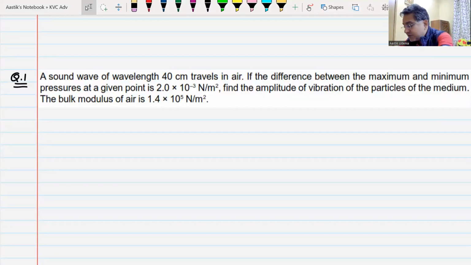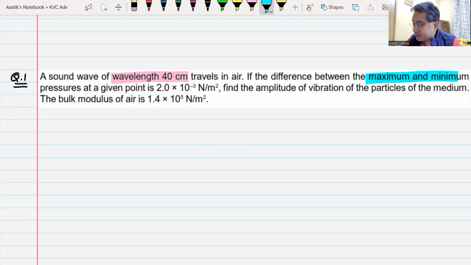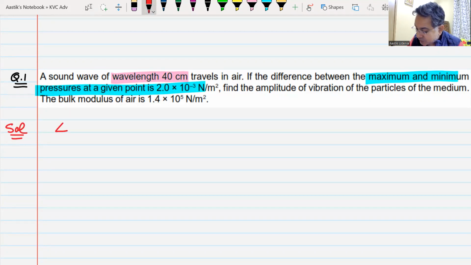Let me do it. How are you supposed to do it? The wavelength is given. Well done. The difference between the maximum and minimum pressure is given. So from here I can find out the value of delta P naught. What is the value of delta P naught? The difference between the maximum and the minimum pressure is given as 2 into 10 raised to the power minus 3. So what will be delta P naught?